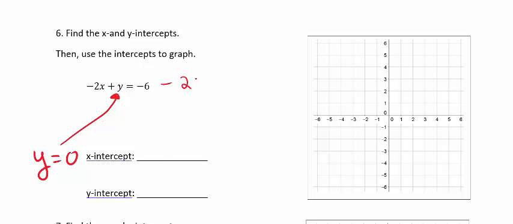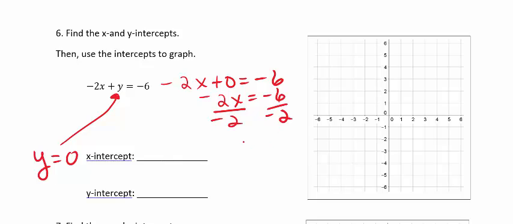And we're going to get negative 2x plus 0 equals negative 6. To simplify, we get negative 2x is equal to negative 6. Divide both sides by negative 2, and x is going to equal 3. So we can put that together as our ordered pair of 3, 0. And then plot that point, which is right here on the x-axis.